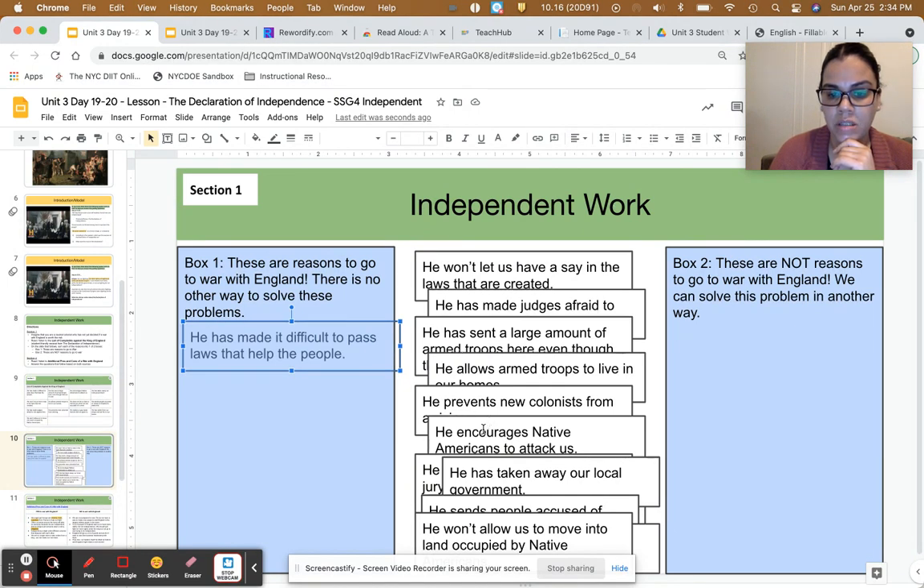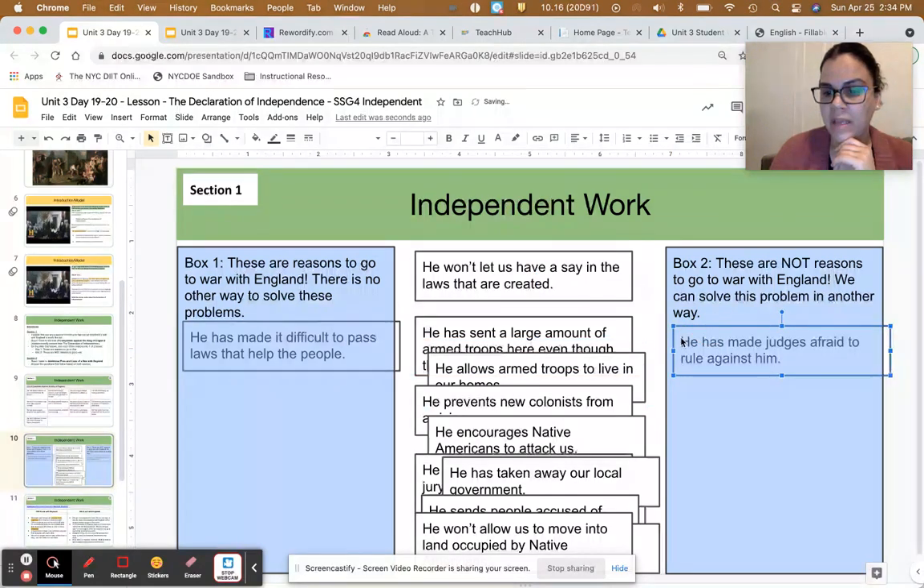Let's see, how about this one? He has made judges afraid to rule against him.